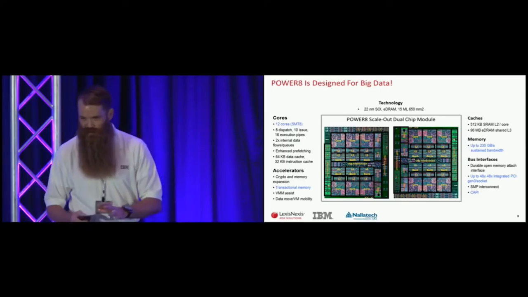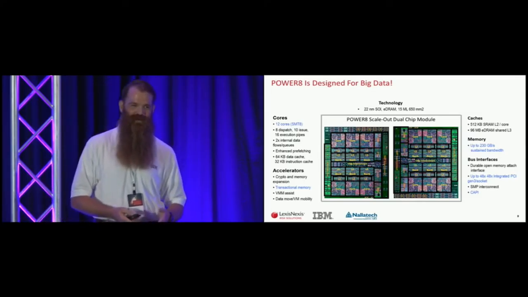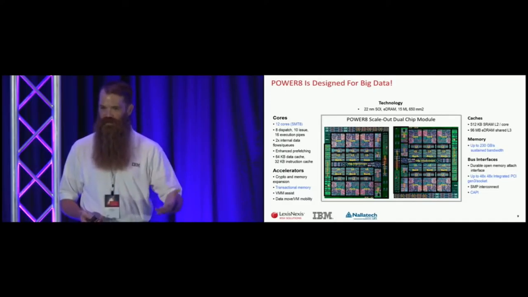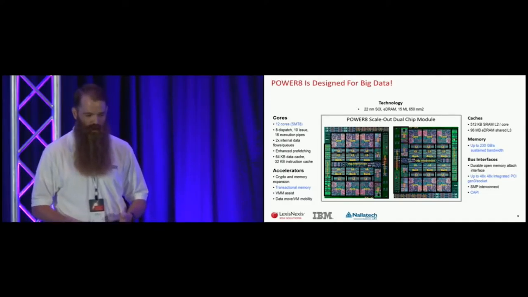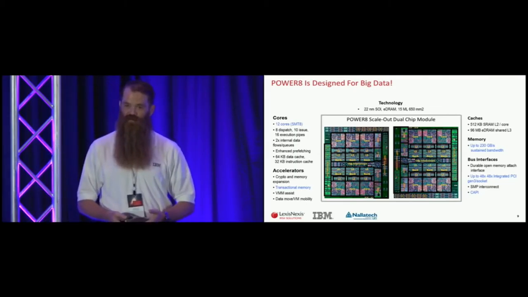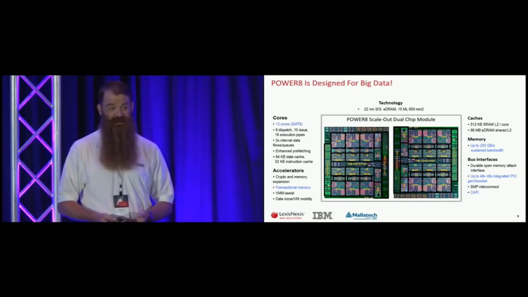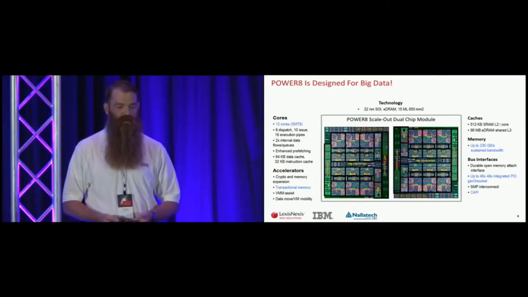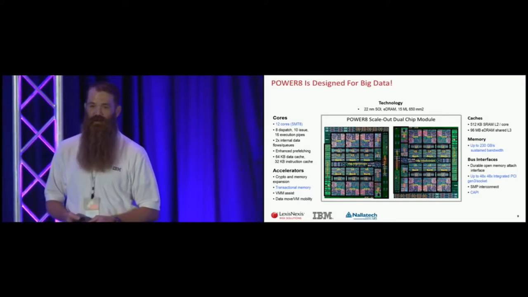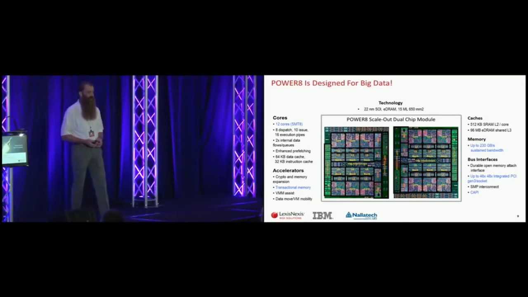I don't want to bore you with too many hardware details, so I've highlighted the things that are really key for this environment, for this big data workload. We really are designed for big data. We've got up to 12 cores per socket at SMT8, so that gives you 96 hardware threads per socket. To feed that, we support up to a terabyte of memory per socket at 230 gigabytes per second. So that's quite a bit of speed there.